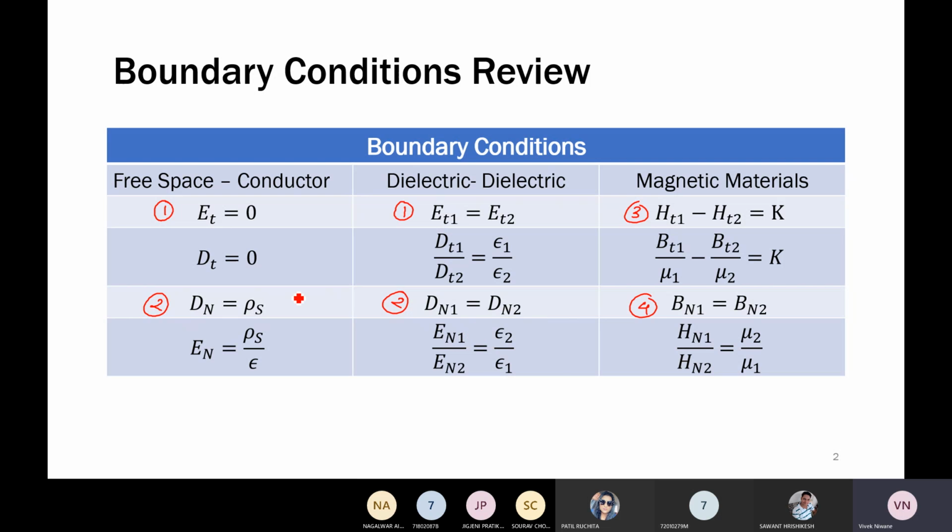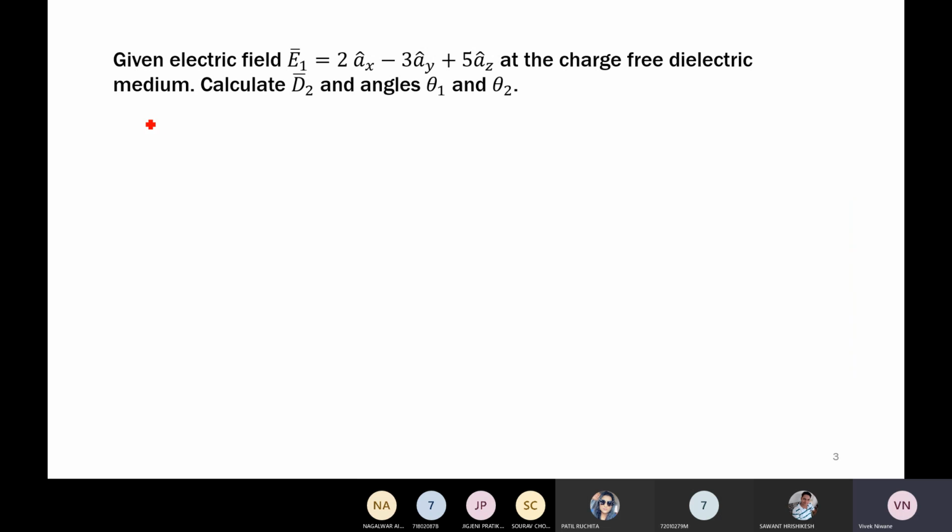So make sure that you do have this table in your notebook. We will require this table while solving the numerical. Okay. So let us go with the first numerical. Let us try to read it.